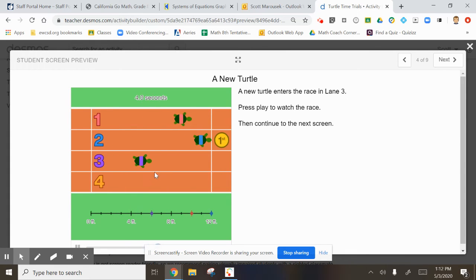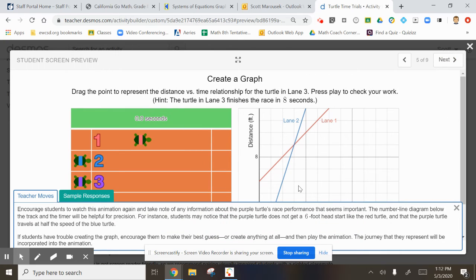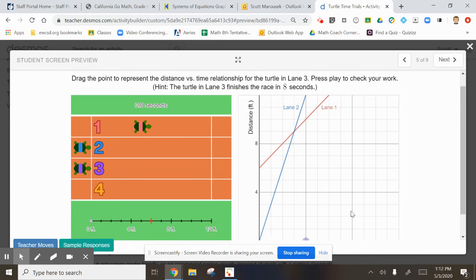This turtle's not that fast, but you're going to have to talk about this, okay? After 8 seconds, it went 12 feet. 12 feet after 8 seconds, okay? This one's a little more intense now.